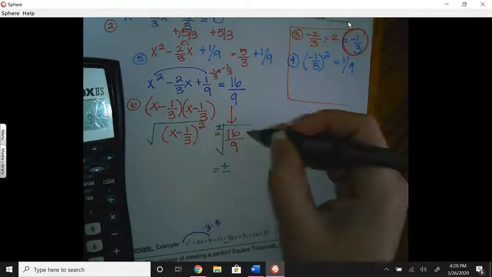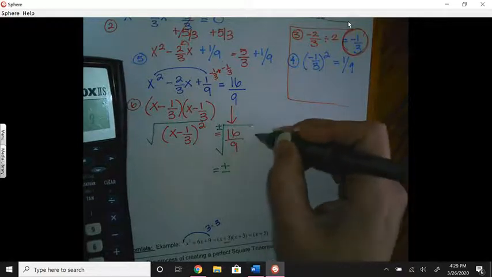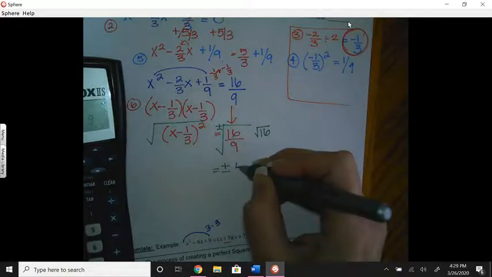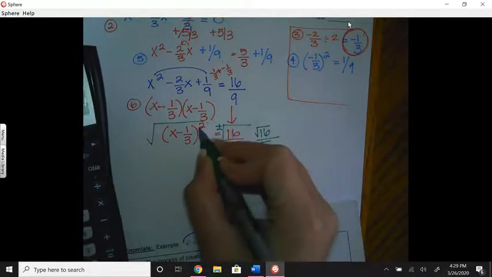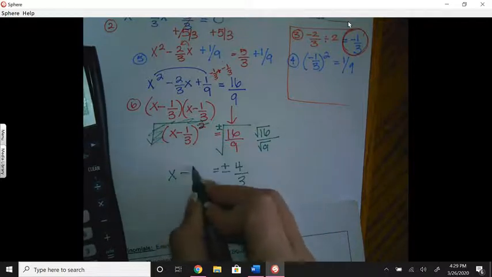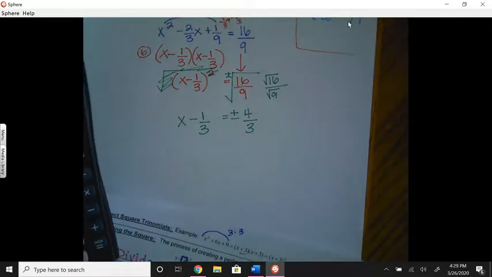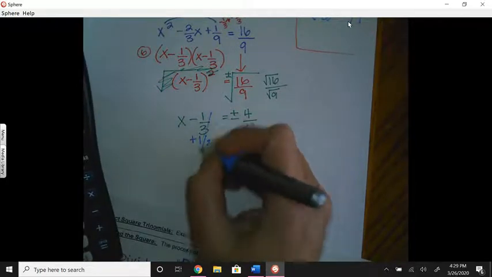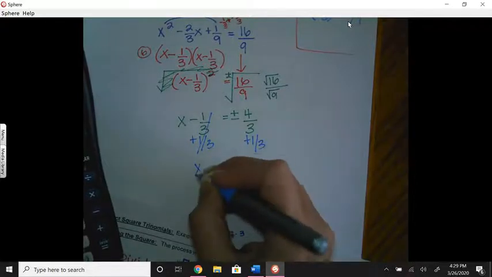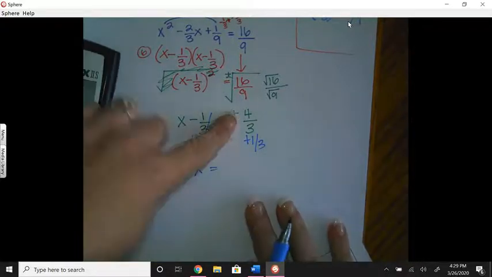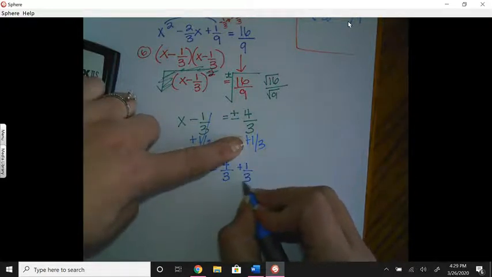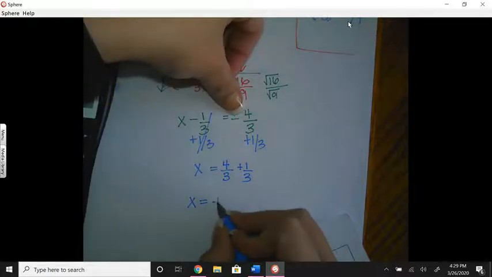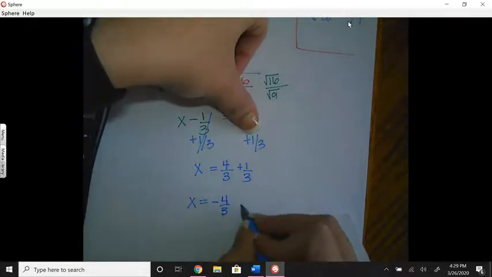So then, what times itself is 16/9? The square root of 16 is 4, and the square root of 9 is 3. And then this will go away, leaving us just x minus 1/3. And then to get the x by itself, we're going to go ahead and add 1/3 to both sides. Okay, so now our final answer. We get 4/3 plus 1/3, and then we would get negative 4/3 plus 1/3.